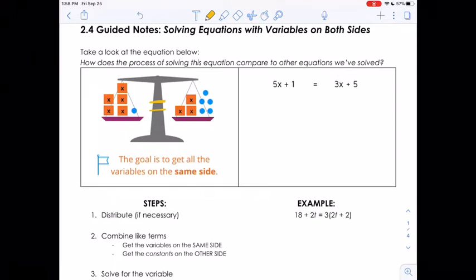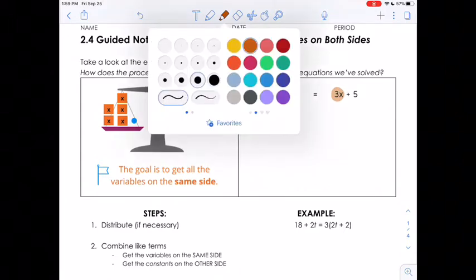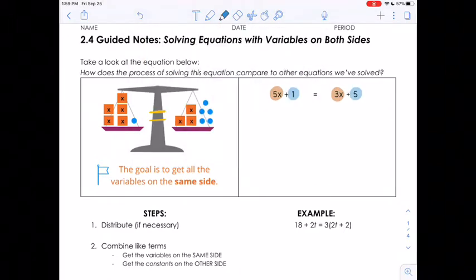On this balance, we have 5x plus, and this just represents a 1. We know that this is worth 1. We could call it 1 gram or 1 unit. On the right-hand side, we have 3x plus 1, 2, 3, 4, 5. That's represented mathematically by this equation. I'll even color coordinate here. The x's are the orange boxes, and the constants are the little blue dots on the scale.